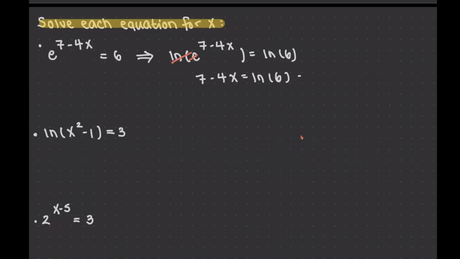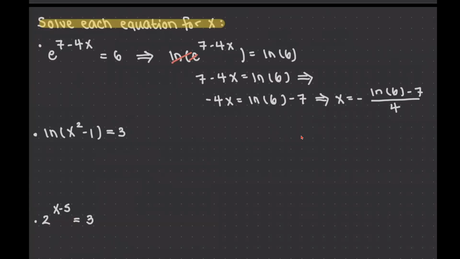And now I can solve for x, right? So we'll have negative 4x is equal to ln of 6 minus 7. Let's divide by negative 4 on both sides. So x equals negative ln of 6 minus 7, all over 4. And you could plug this into a calculator or leave it like this. Very good. Let's try the next one.